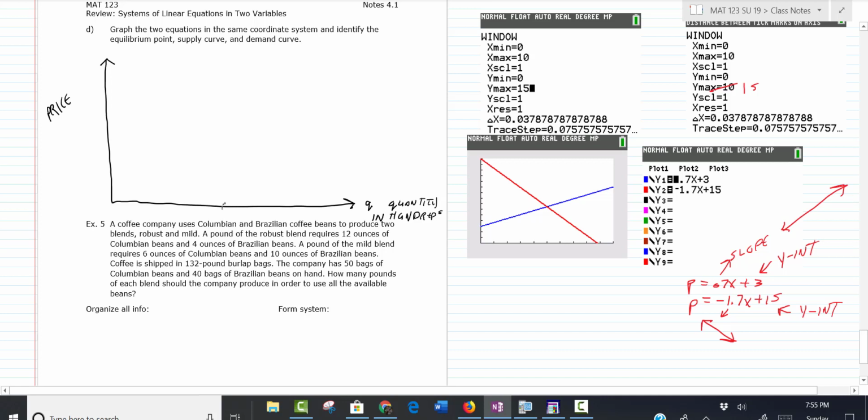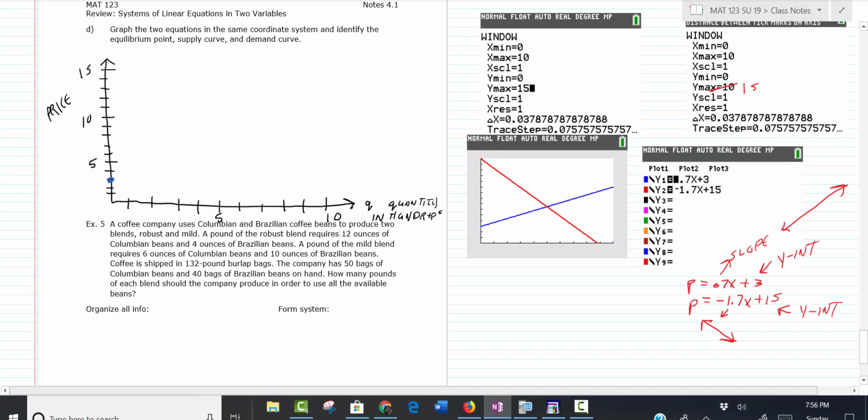So what we're going to do is take this up to 10: 1, 2, 3, 4, 5, 6, 7, 8, 9, 10. And then this is going up to 15: 1, 2, 3, 4, 5, 6, 7, 8, 9, 10, and then 15, like that. All you got to do is estimate these things. So this first equation has a y-intercept of 3.